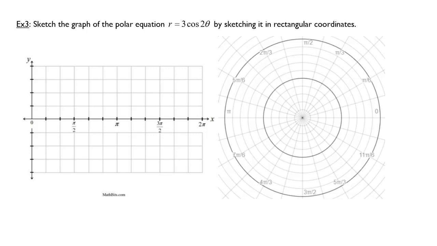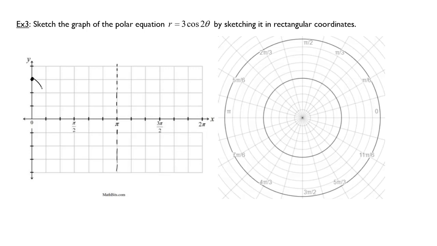Welcome back to part 3 on graphing polar equations. Let's sketch the graph of the polar equation r equals 3 cosine of 2 theta by sketching it in rectangular coordinates. I know that 3 cosine of 2 theta is a trigonometric function with amplitude 3, and it has a period that is double a normal period of cosine. So between 0 and pi, I will have a normal, full cosine period.